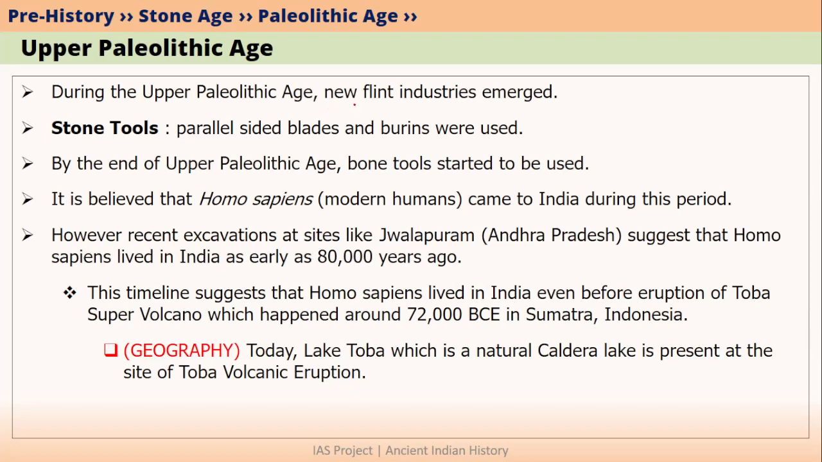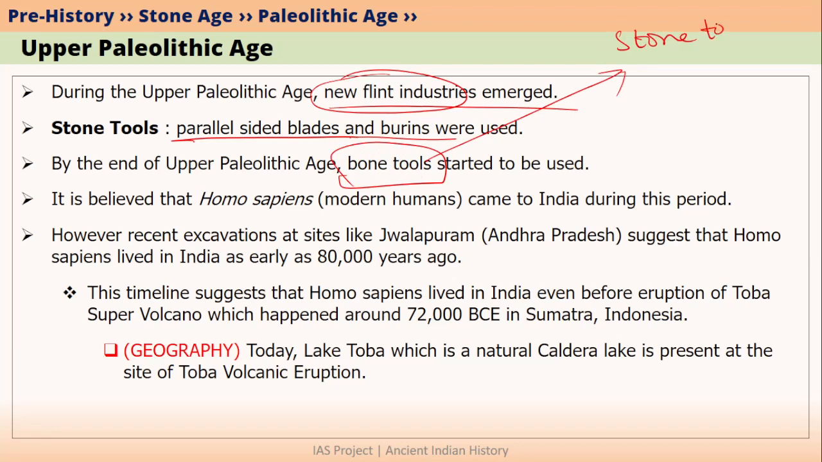During Upper Paleolithic Age, new flint industries emerged. Therefore, new flint tools were used here. The type of stone tools were parallel-sided blades as well as burins. And by the end of Upper Paleolithic Age, bone tools also started to be used. Therefore, in Stone Age, we have stone tools as well as bone tools.